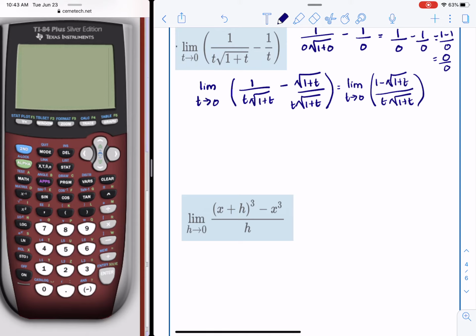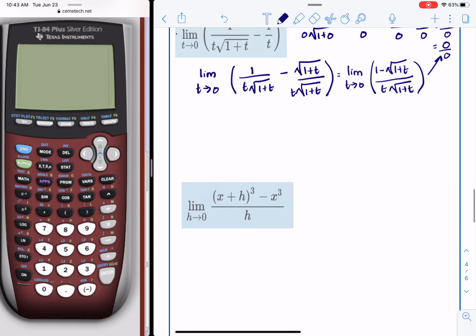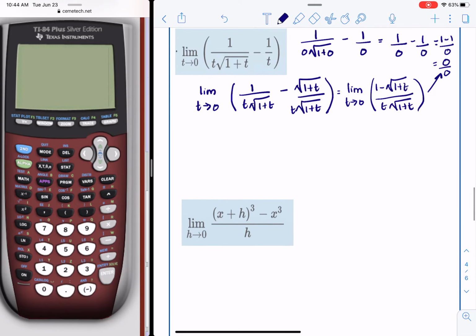Now, if you apply the limit, it will still result in 0 over 0. And keep in mind, we can't just jump to a conclusion and say 0 over 0 is 0 when it comes to limits. So it is an indeterminate form. We'll talk about that later. So how do we find the limit? We use the same trick that we did previously. I'm going to multiply and divide by the conjugate to rationalize the numerator.